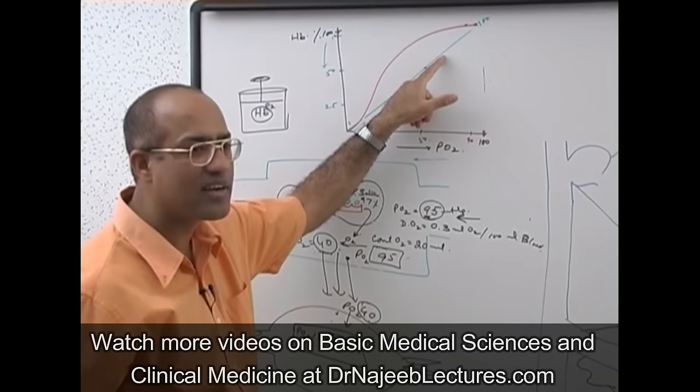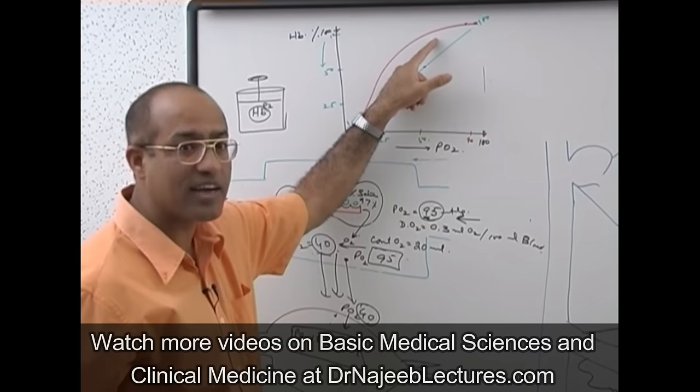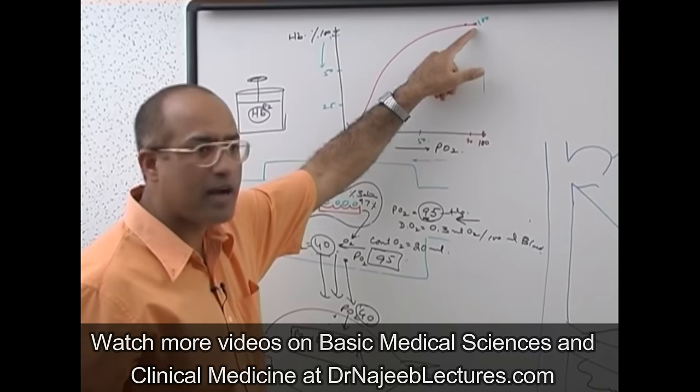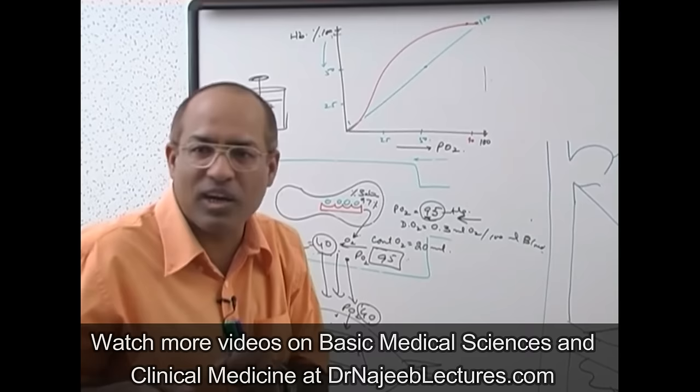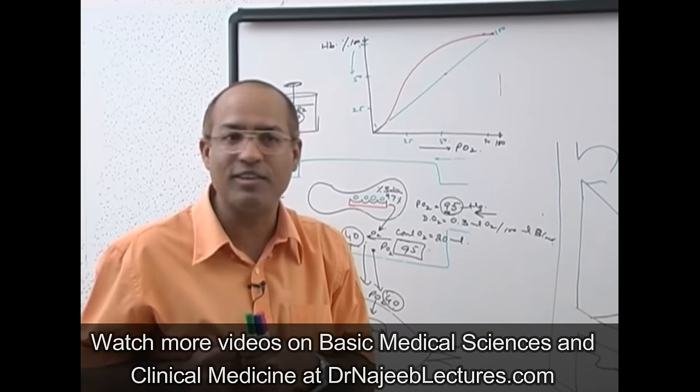Here it is operating in the lungs, because the lung has high pressure. So in the lungs, at pressure of 100, it has saturation of 100. At pressure of 90, it has saturation of 99. At pressure of 80, it has saturation of 95. So it means it is not very willing to release oxygen. It is keeping itself very well saturated. It is not willing to be desaturated.